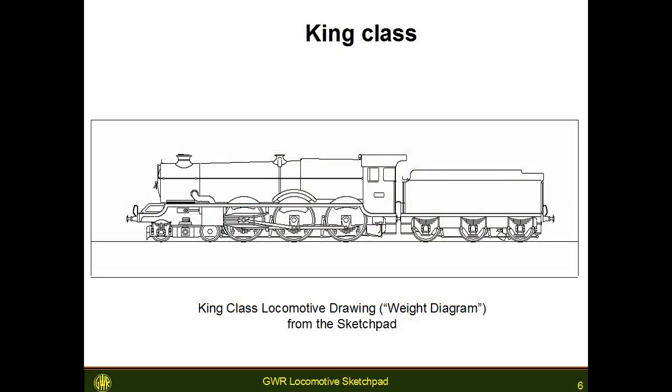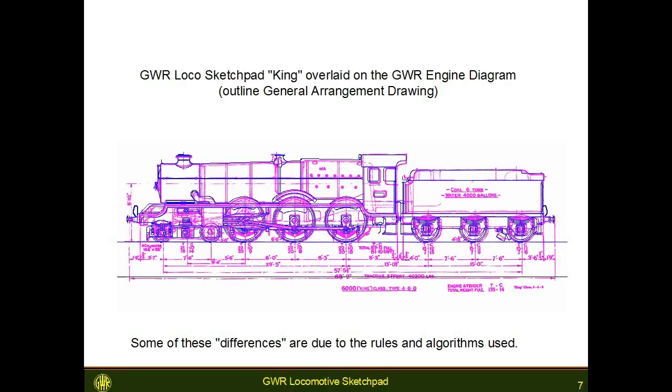Here, the King-class locomotive as drawn by the GWR Locomotive Sketchpad from the data file provided as part of the program has been overlaid over an original Swindon locomotive diagram. There are some differences, some due to the rules and algorithms used in the program. But there's no guarantee that the locomotive weight diagram was completely accurate either. The cab window drawn by the Sketchpad is actually nearer correct than that in some published 4mm drawings.